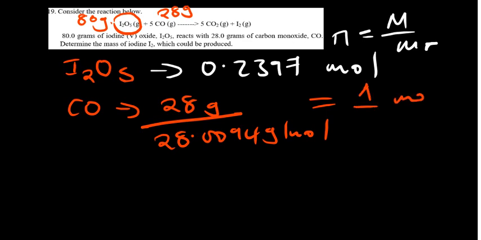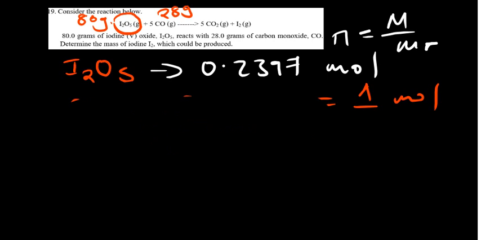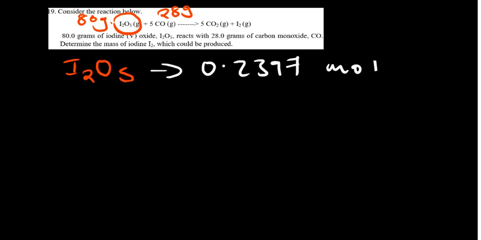Now we need to understand that the stoichiometric coefficients are very important when it comes to our calculations. In this case, look at the ratio of what we have: iodine in relation to carbon monoxide. Take note, for carbon monoxide, we've calculated one mole.